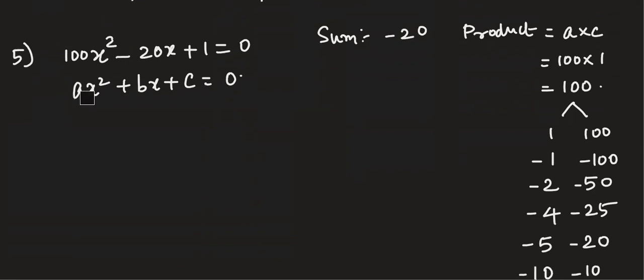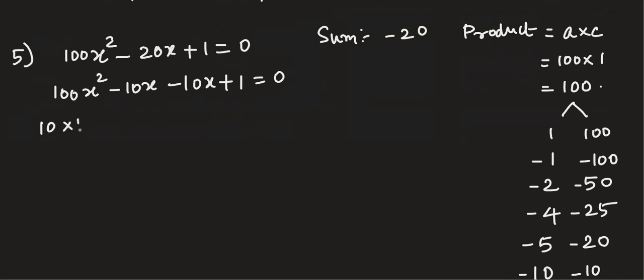Now let's split and write this one. So in the place of 20x, we are going to write it like this. So 100x square minus 10x, then again minus 10x plus 1 is equal to 0. Okay, now how am I going to write 10? This is straight one. Now we can take 10 as common. Let's see, so I'll just split it like this. So 10 into 10 into x, okay. So minus 10 into x.